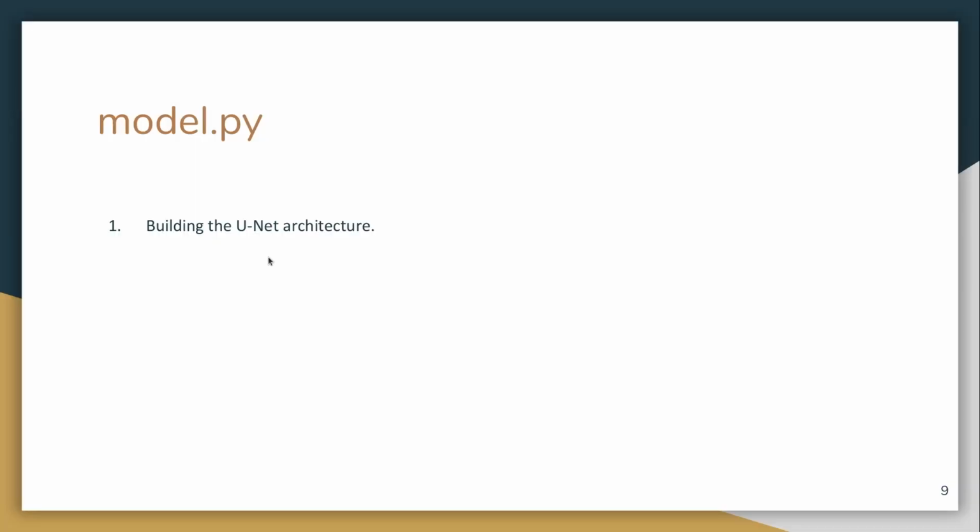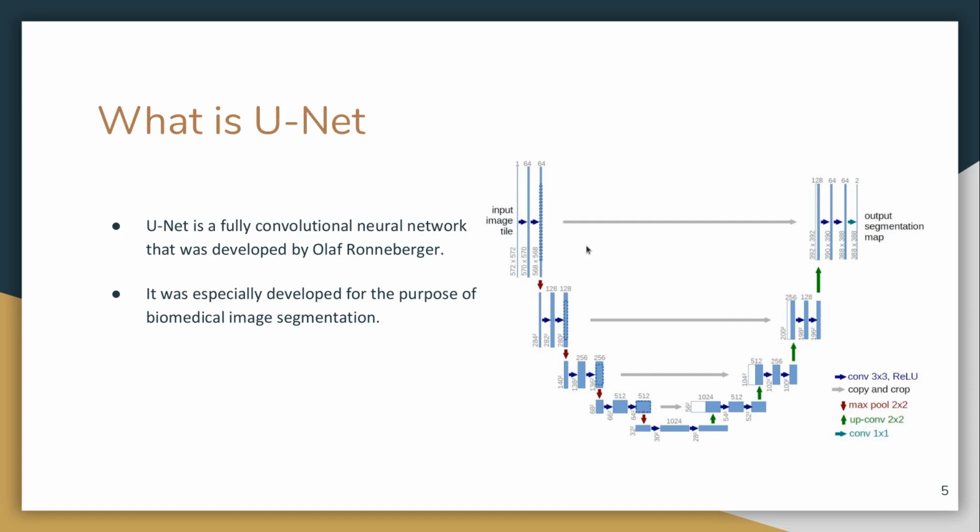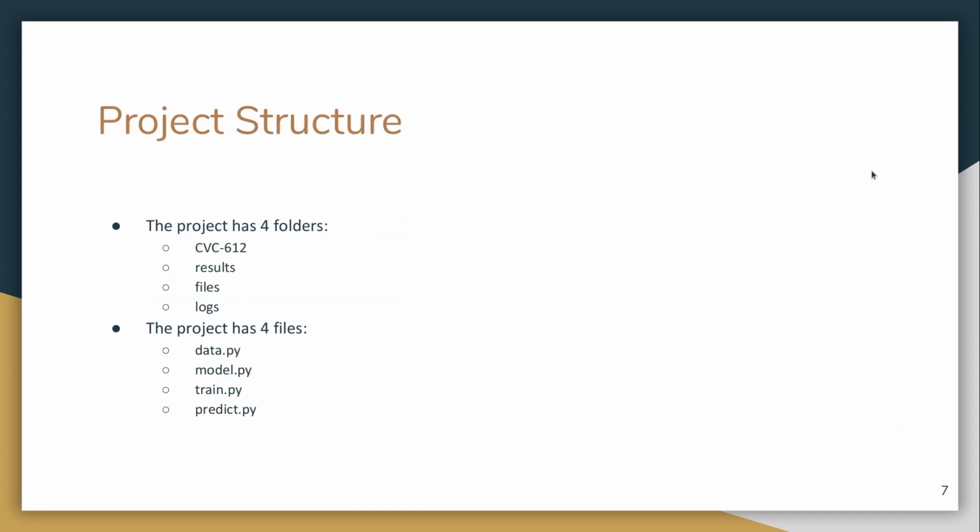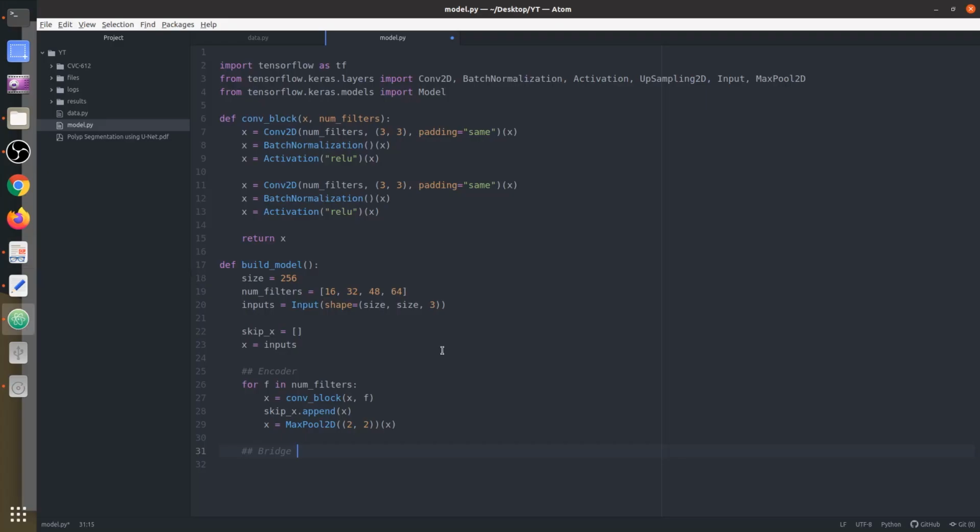So let's move to the architecture part. So this is the encoder part from here to here, and this is the bridge, and after that this is the decoder part. So we have completed the encoder, now we're in the bridge, and then we will build the decoder. Let's move to the code. Bridge, x is equal to conv block x, num filters -1. So the last filter is going to be applied in the conv block.